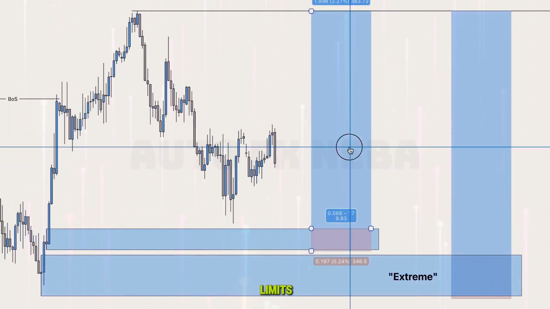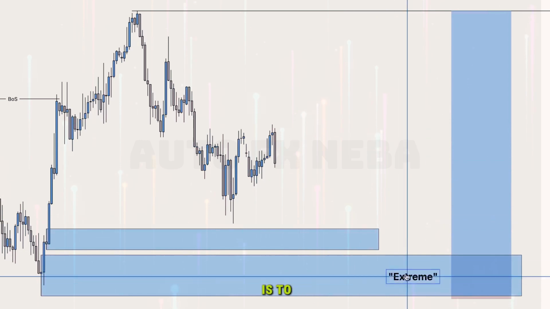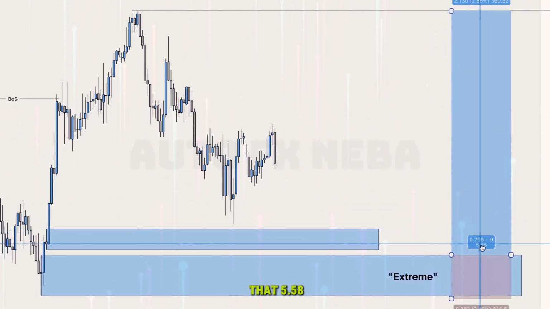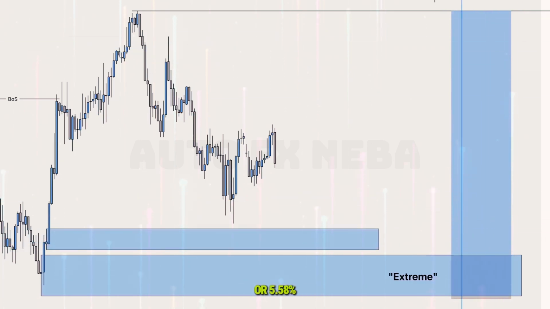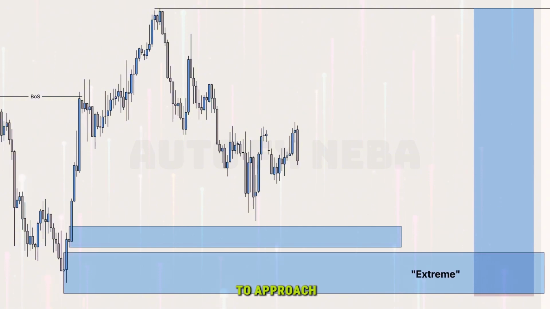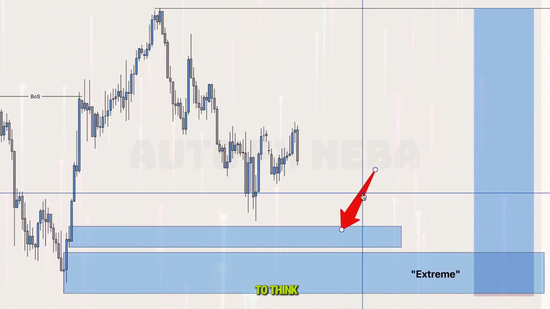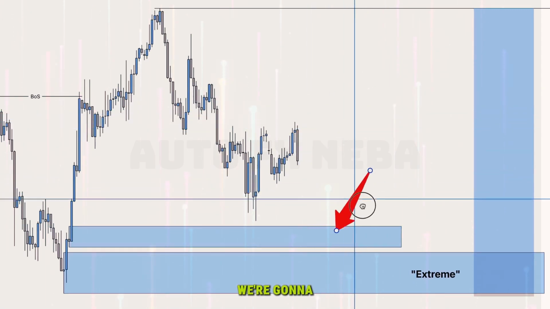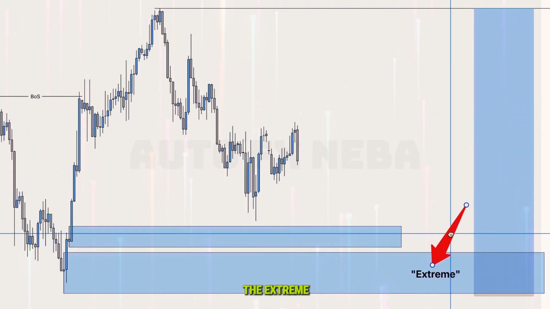So when it comes to buy limits, the safest way to do this is to just place your order at the extreme zone, which in this instance is going to be that 5.58 risk reward or 5.58% potential return trade. Now, to approach this one, we've got to think the market could react from there. If it does react from there, we're going to miss the trade if we're focused only on the extreme.